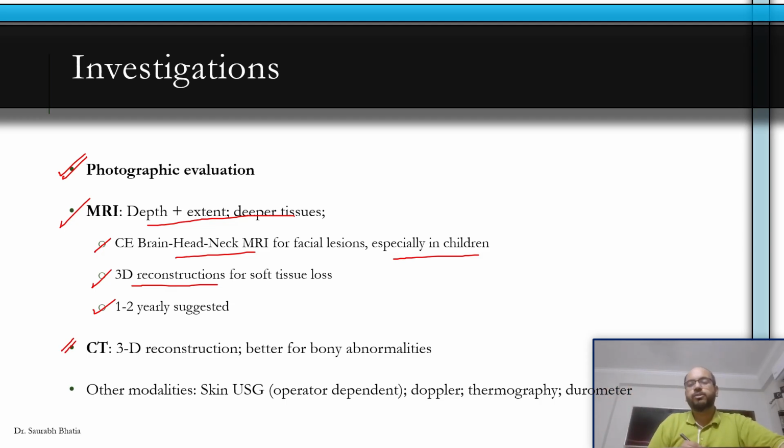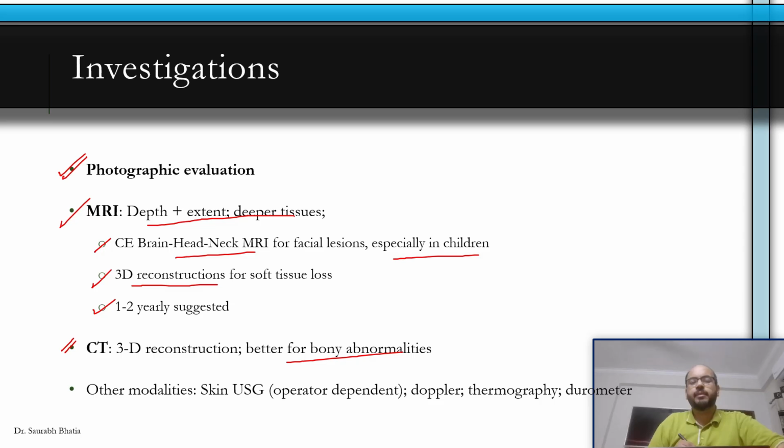CT scan can also help in 3D reconstruction, and it is better if bony loss is there. A CT scan is nothing but a very glorified X-ray. In X-ray you see bone better. So for better visualization of bony abnormalities, CT becomes better. It's easier, it's quicker. While MRI is more of a soft tissue modality, it will tell you about soft tissue loss more clearly as compared to CT.